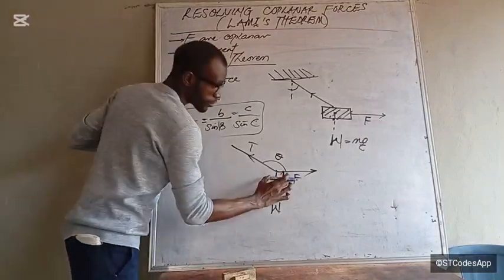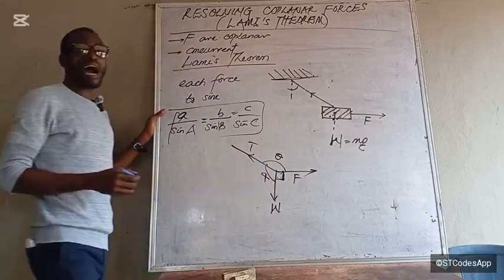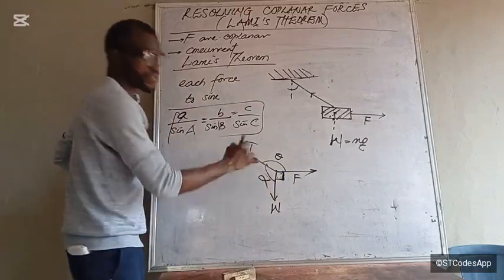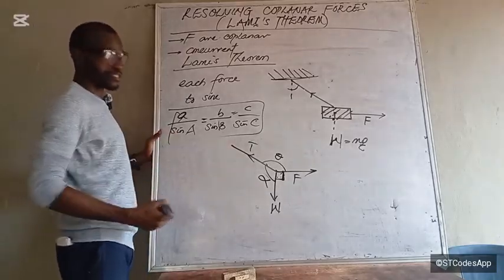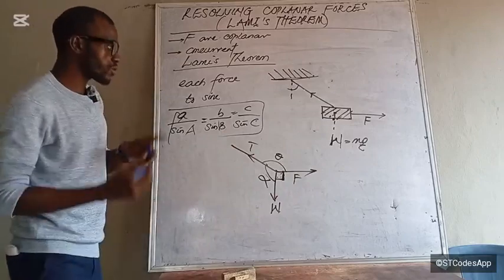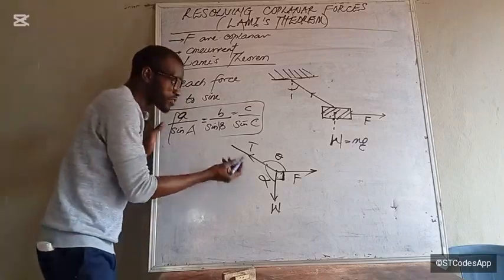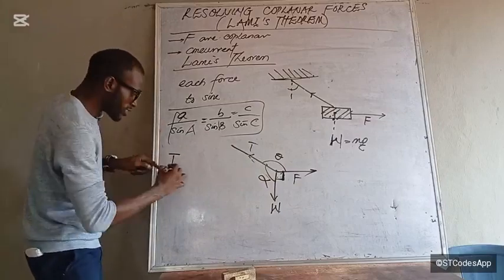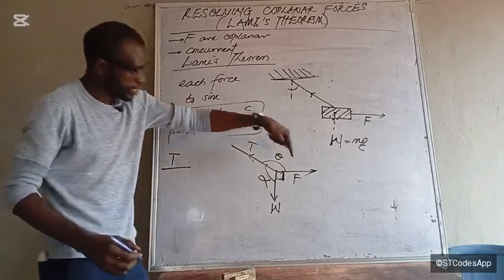Look at it. So this angle here is 90 degrees, then this other angle, let's call it alpha. To get any of the forces here that is not given, usually they might not give you the tension, they will ask you to find tension. They might give you the F. Simply take what Lami's theorem says: the ratio of the magnitude of the force, let's start with tension, tension over the sine of the angle between the two other forces.